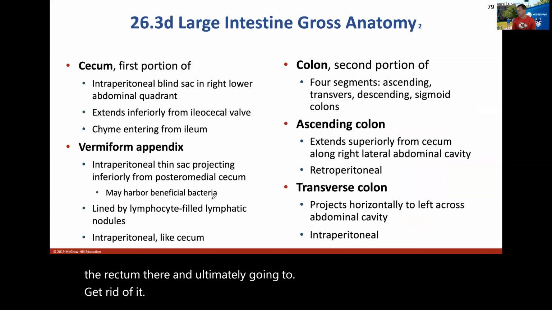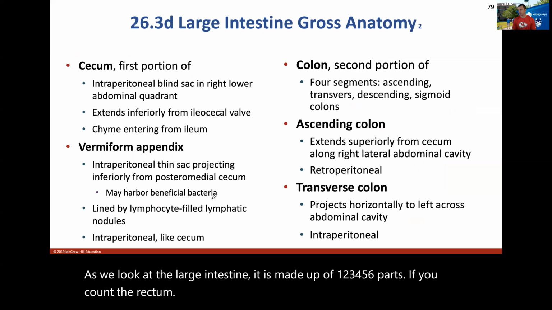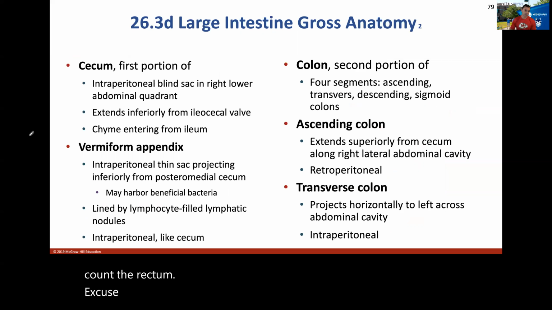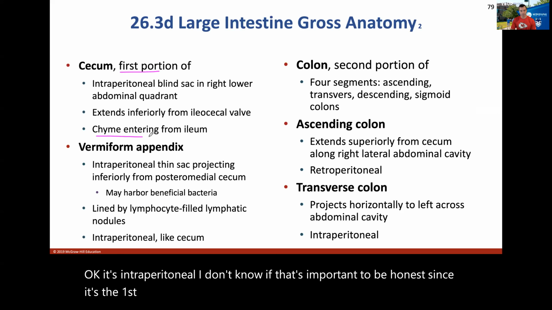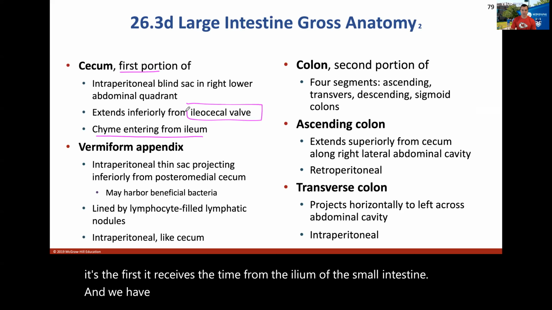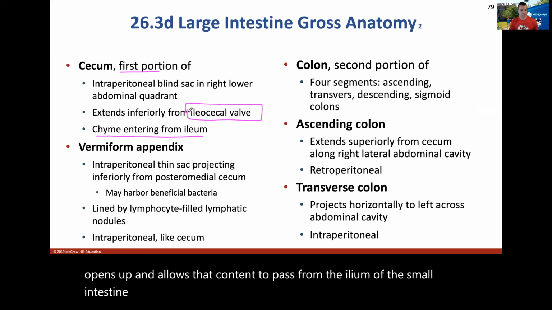As we look at the large intestine, it is made up of six parts if you count the rectum. The cecum is the first part. It's intraperitoneal. I don't know if that's important, to be honest. Since it's the first, it receives the chyme from the ileum of the small intestine. We have a sphincter-type muscle called the ileocecal valve that opens up and allows that content to pass from the ileum of the small intestine into the cecum of the large intestine.